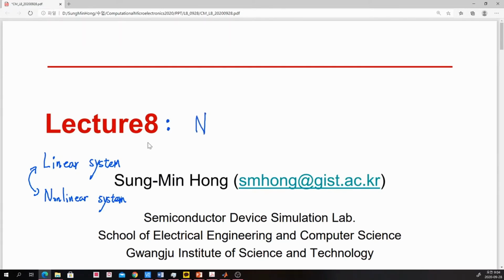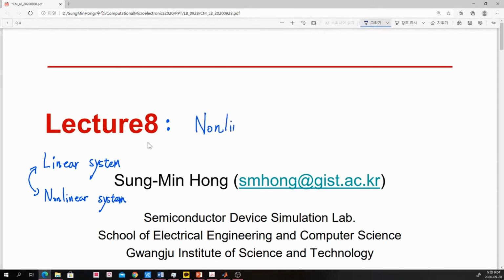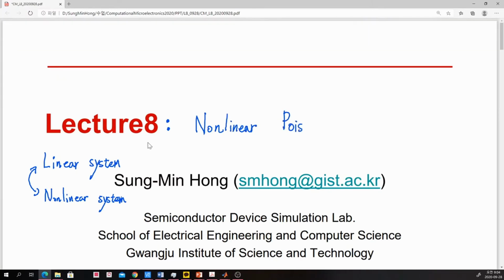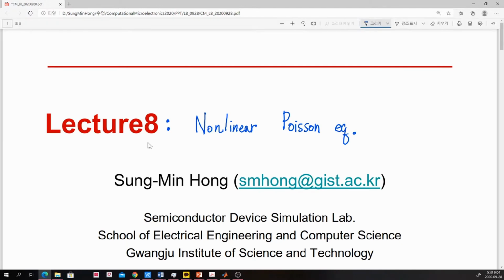So this is typically called the non-linear Poisson equation. In this field, the Poisson equation with the electron density, which is non-linearly dependent on the electrostatic potential, is typically called the non-linear Poisson equation. So let's just solve it together.